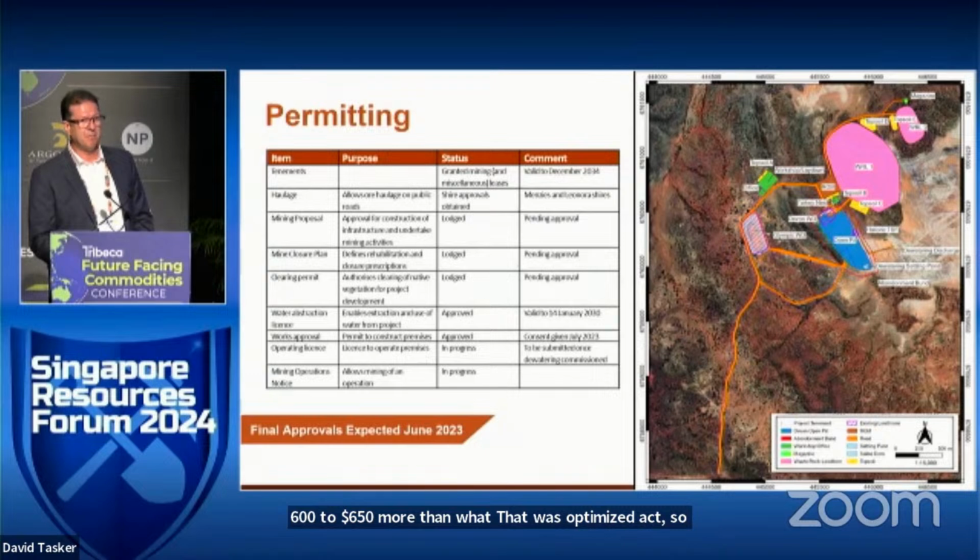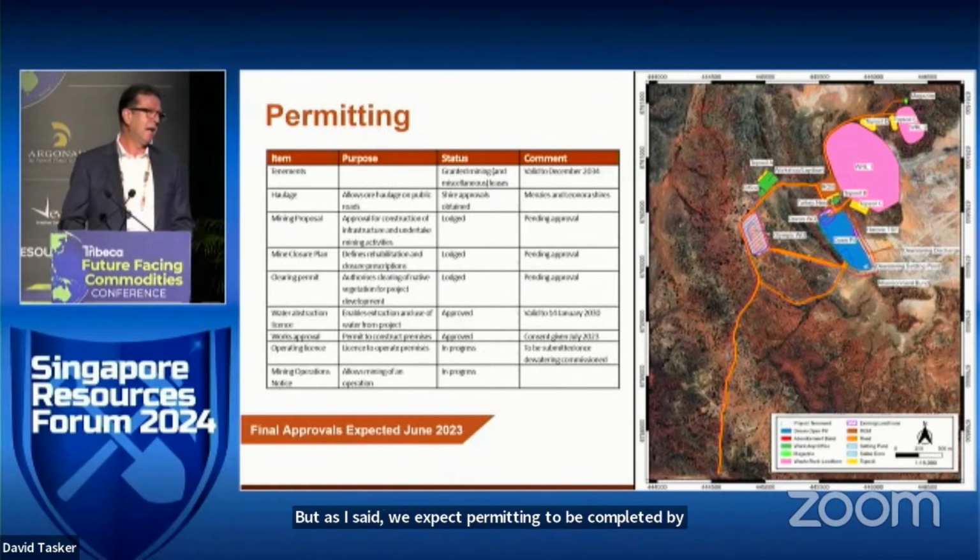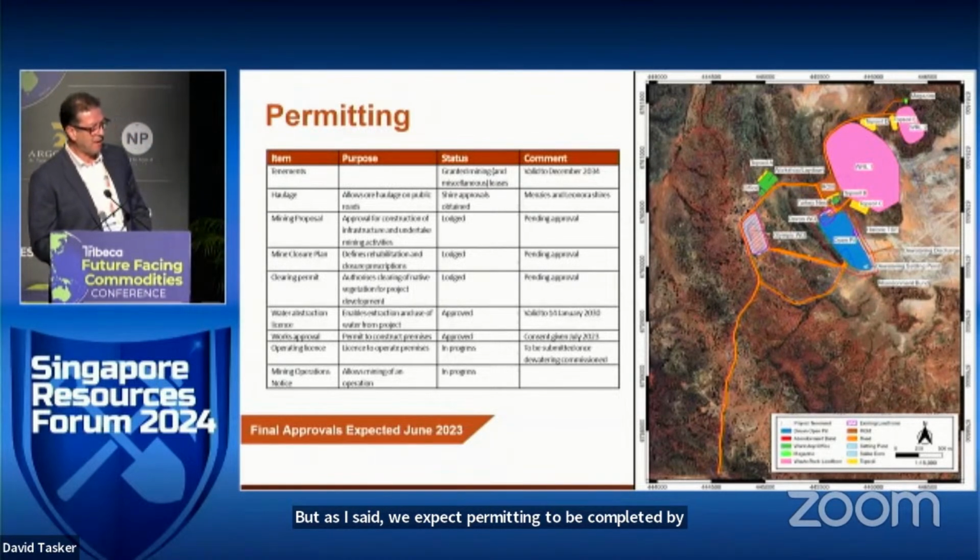Permitting, so as I mentioned before, we're pushing this project pretty hard. We expect to get the last of the permits around about mid-year. We're just completing a flora study. We've been hit by the rains recently, so that's just pushed us out a little bit by about 3 or 4 weeks. But as I said, we expect permitting to be completed by about mid-year, dewatering by about the third quarter of this year, and then we expect to be mining by December.